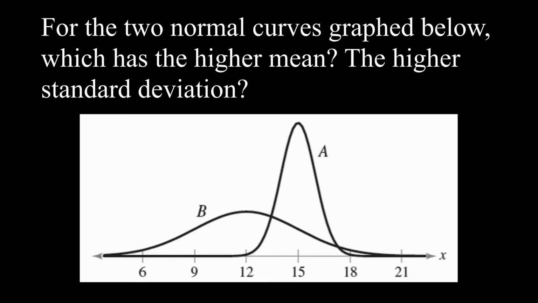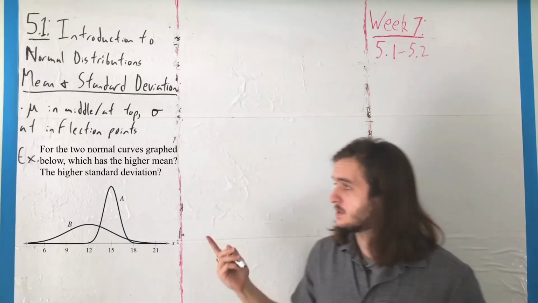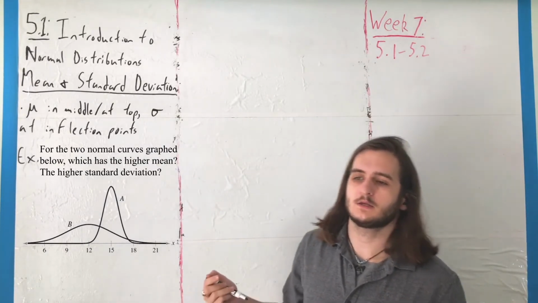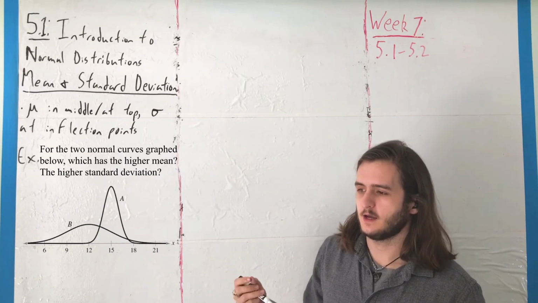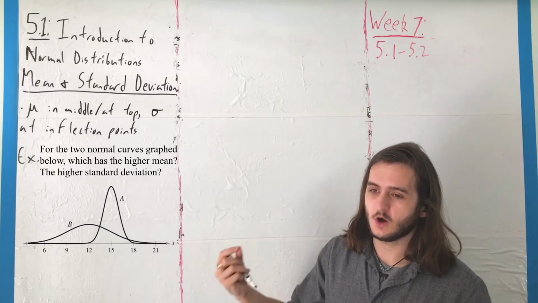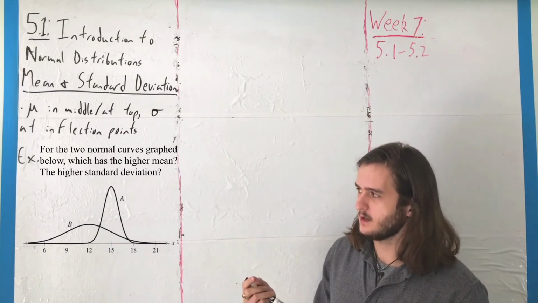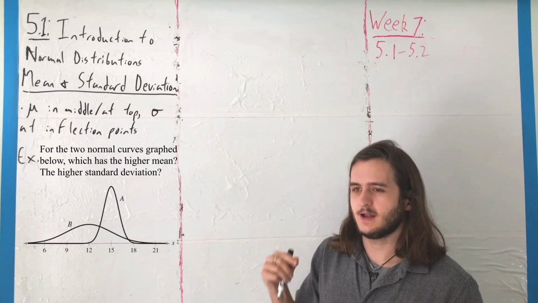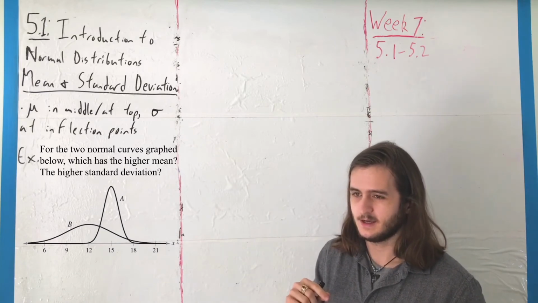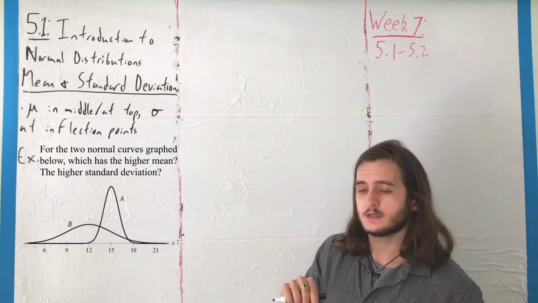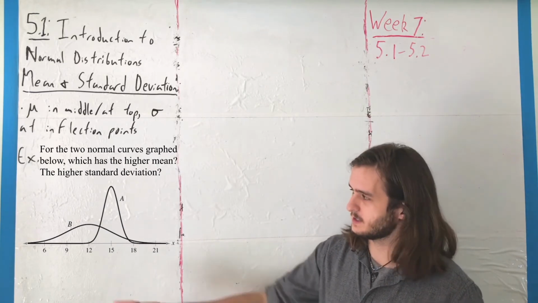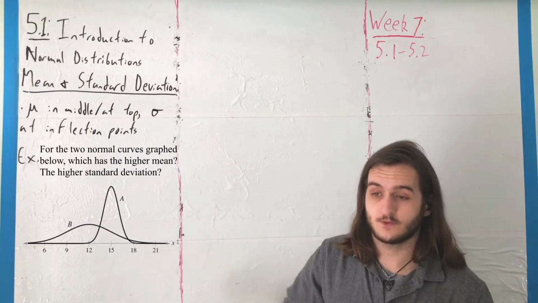Anyway, to help better understand what's going on with these cases, we're going to look at an example. So for the two normal curves graphed below, we want to determine which has the higher mean and which has the higher standard deviation. So again, looking at these curves, there's probably some instinct that you see A is taller, which means it must have the higher mean, but that's actually not helpful in this context, in terms of the mean anyway, because what we want to see for the higher mean is really its position horizontally, that it's further to the right.